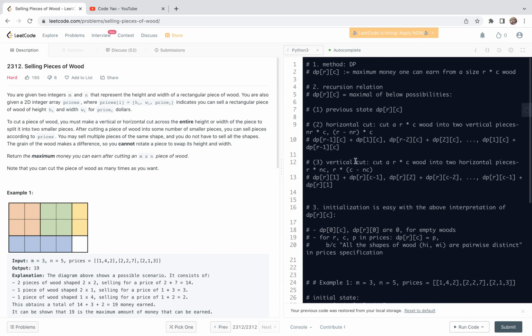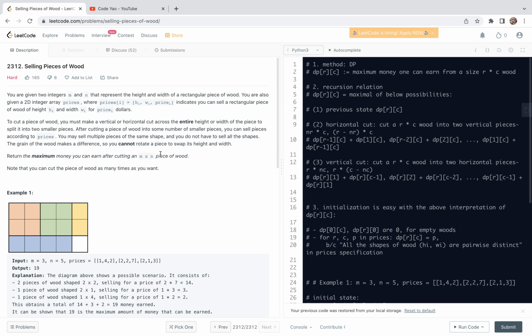First let's look at the statement of the problem. We are given two integers m and n that represent the height and width of a rectangular piece of wood. We are also given a 2D integer array called pieces, where pieces[i] = [hi, wi, price i] indicates that we can sell a rectangular piece of wood of height hi and width wi for price i dollars. To cut a piece of wood, we must make a vertical or horizontal cut across the entire height or width of the piece to split it into two smaller pieces.